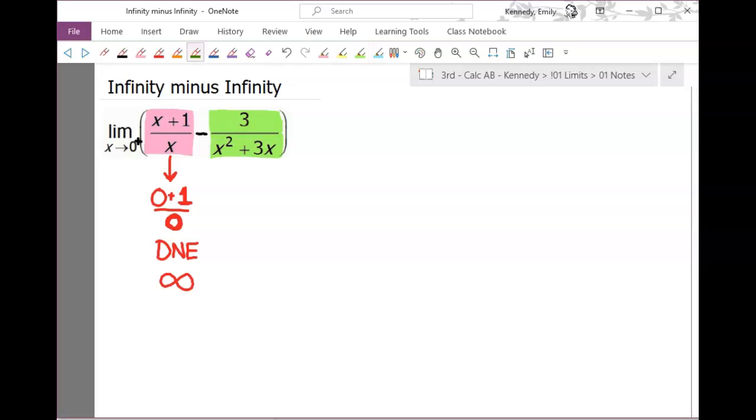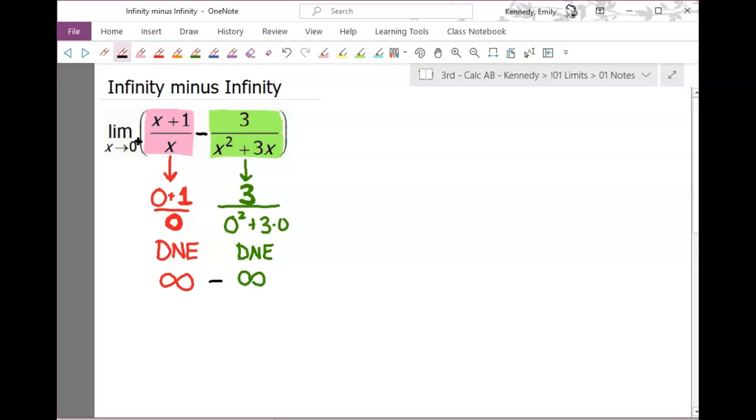For the other one, we'll try direct substitution first. If I plug in x equals 0, my numerator is definitely 3. And my denominator is 0 squared plus 3 times 0. So there again, we have a non-zero numerator, but that denominator is 0. So that's another DNE. More specifically, it doesn't exist because it's a non-zero over 0. So it's an infinite limit.